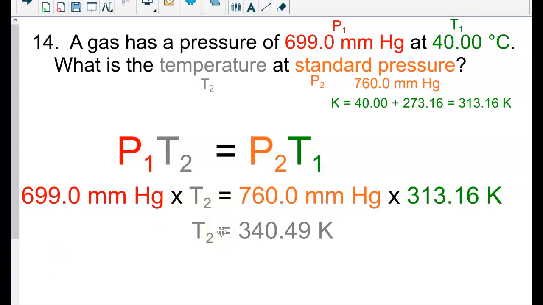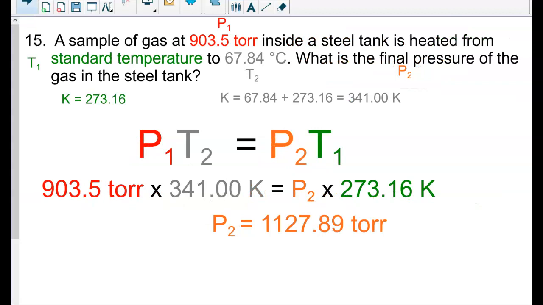Okay, welcome back. Let's just talk about the trend here. We see that pressure went up from 699 to 760, and we see that temperature went from 313 to 340, so they in fact did the same thing because we know that pressure and temperature are directly related. As one does one, the other does the same. Let's go on to the next example.